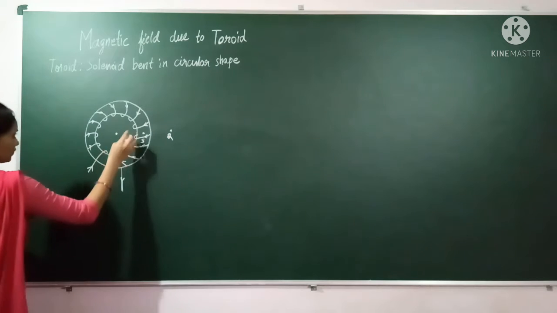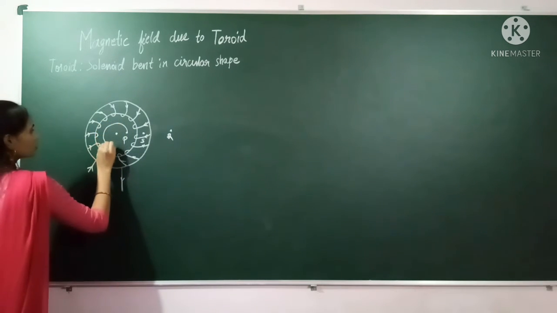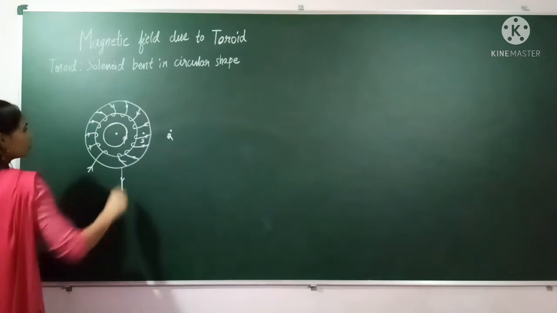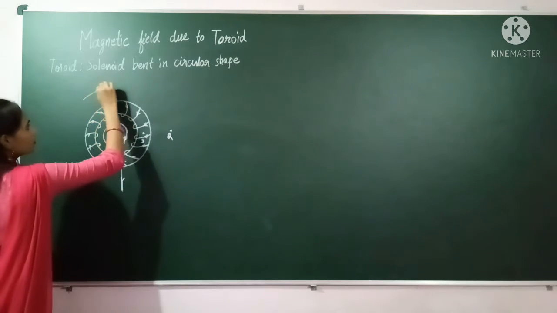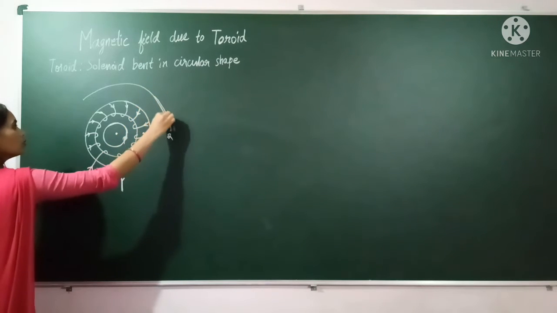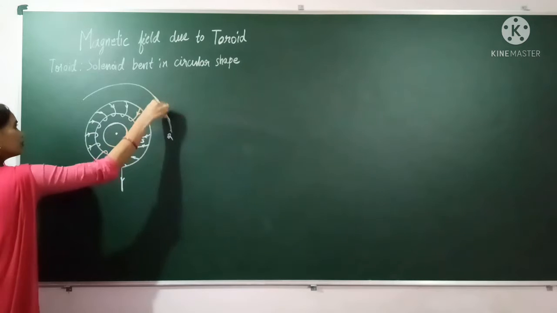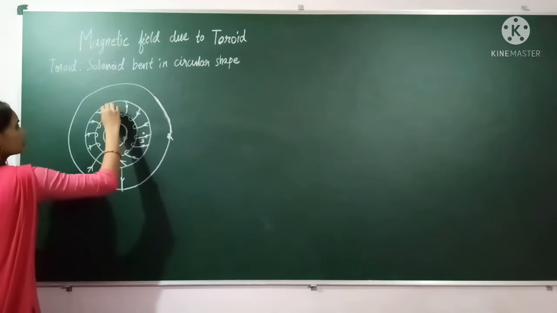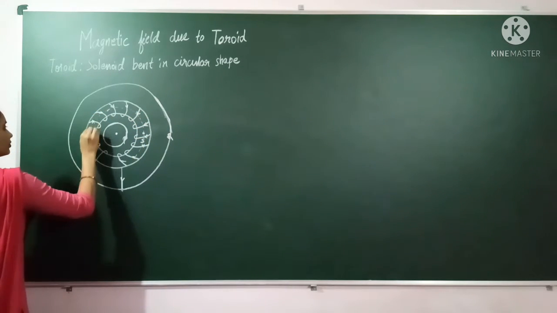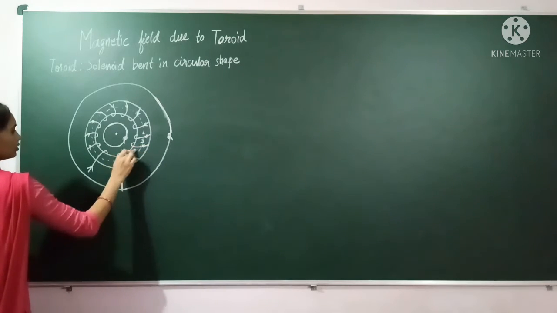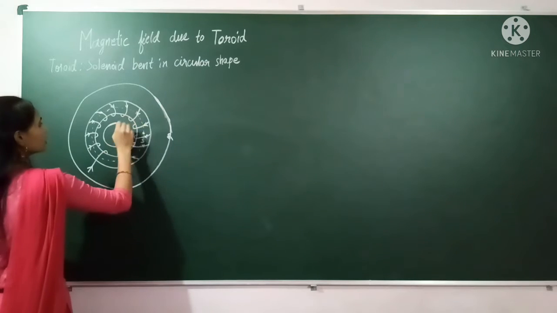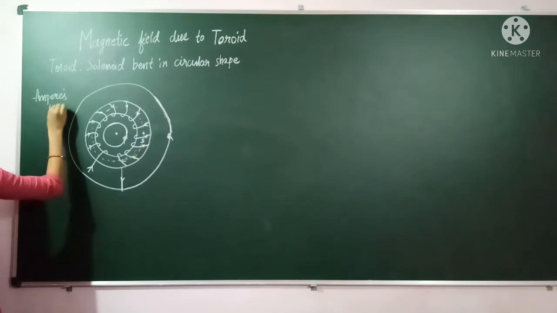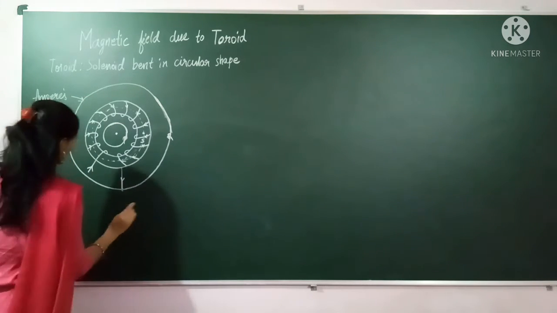Now we will draw the loops. First I will draw the loop for point P. This loop should be drawn in such a way that it is symmetric in nature, as we have already studied. Next we draw the loop for the point Q, and another loop for S. So here we have drawn these three loops. All three loops are called Ampere's loops. Why do we draw Ampere's loops? To calculate the magnetic field using Ampere's circuital law.